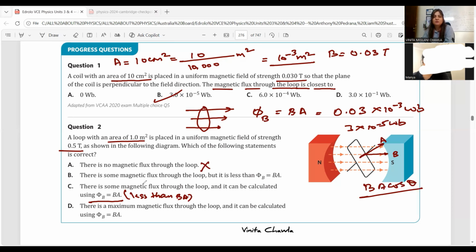We cannot calculate it. There is a maximum magnetic flux through the loop. No, it is not maximum. And we cannot calculate it like this. There is some magnetic flux through the loop, but it is less than BA. That's correct. B option.